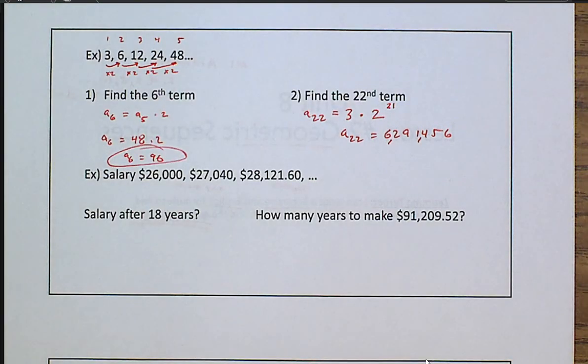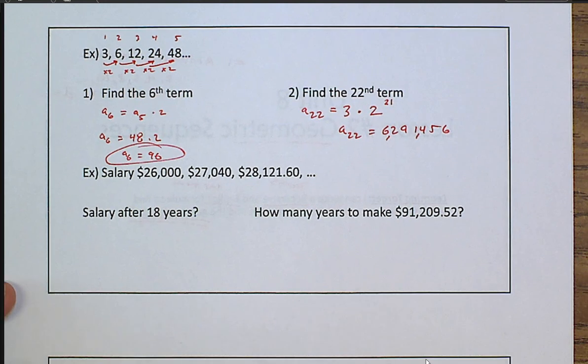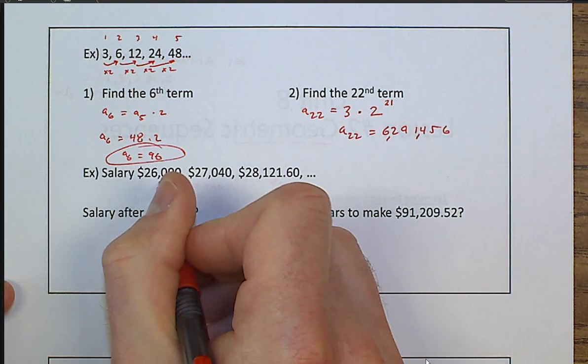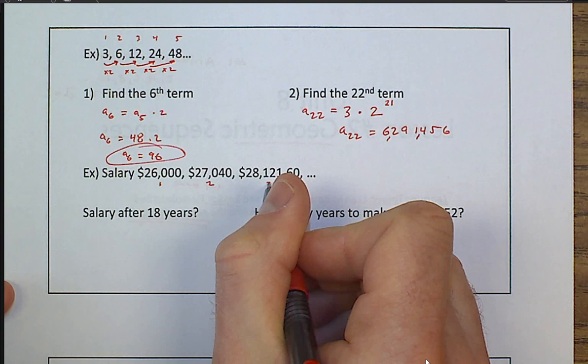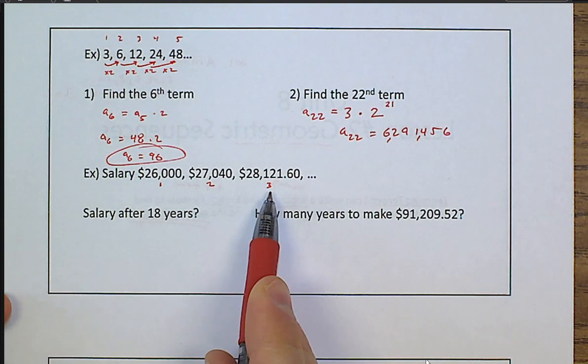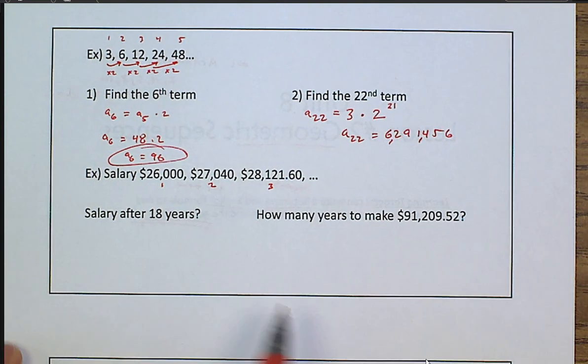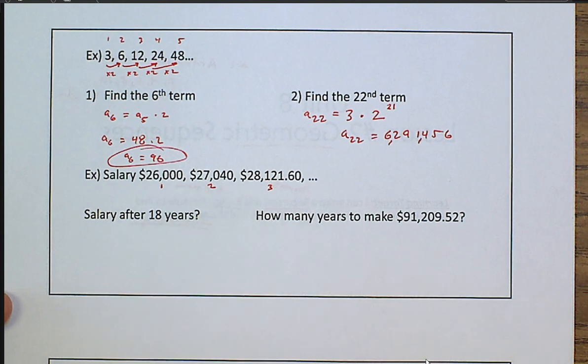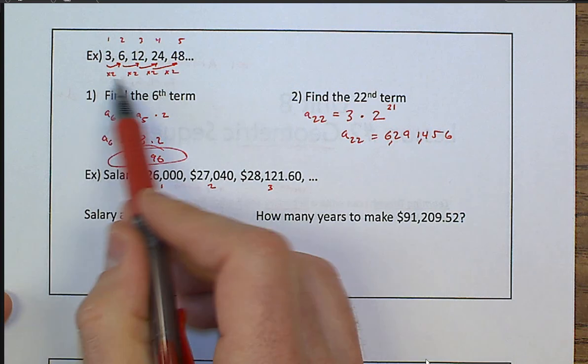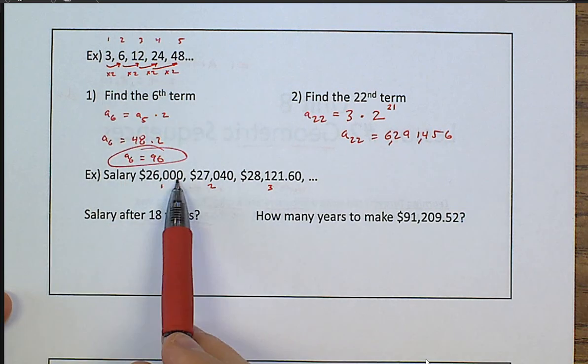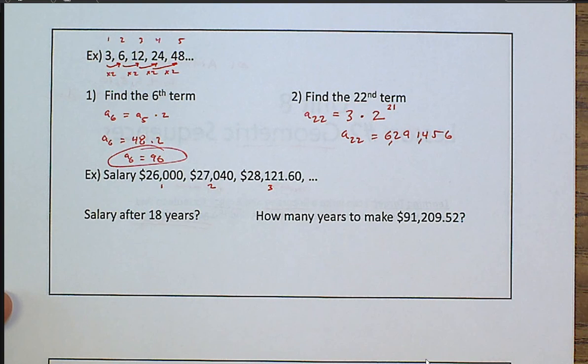Next, kind of a salary question here. So I don't have much space, I'll put them underneath 1, 2, 3. So that's my first term, second term, third term. What am I doing to get the next number? Now, this may be challenging to figure out, like this was times 2, times 2. What am I doing to 26,000 to get to the next term? So you may need to play around with your calculator a little bit and try some different things.